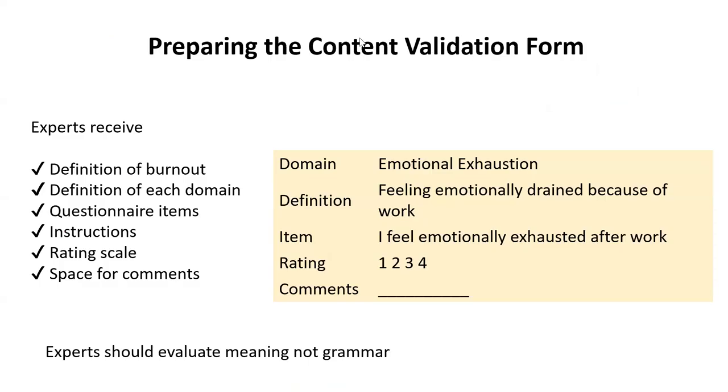The experts are going to receive an invitation to participate in performing the content validity. They have to be given all the definitions of the latent construct, the different domains, and the different items. All the instructions should be clearly mentioned. The rating scale, which is usually from 1 to 4, is there. Then there should be space for comments. Remember, the experts are not evaluating the grammar or the meaning. They have to evaluate whether the questions are relevant or not, which is the core thing you are assessing when you're doing content validity.